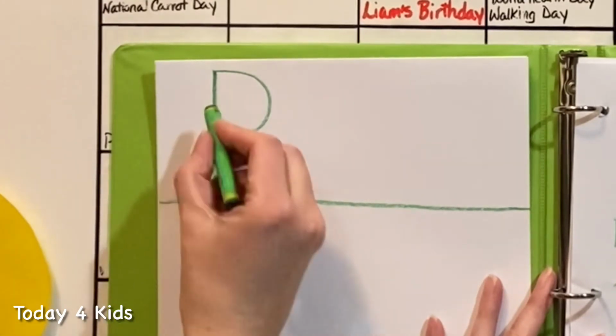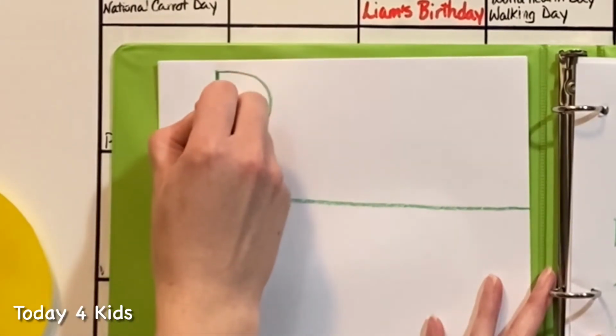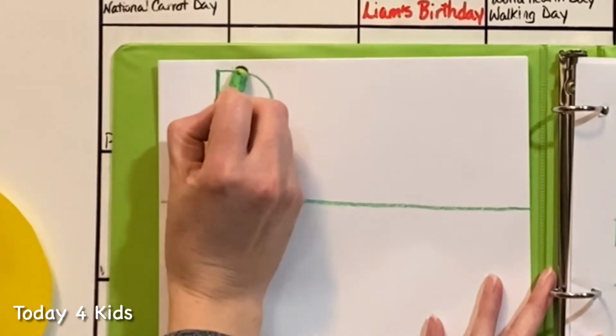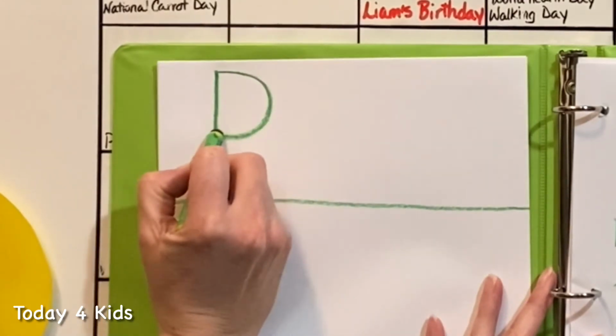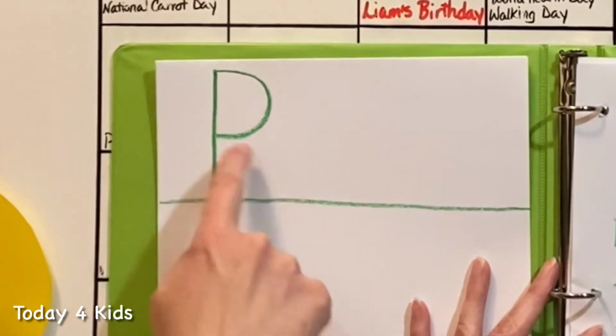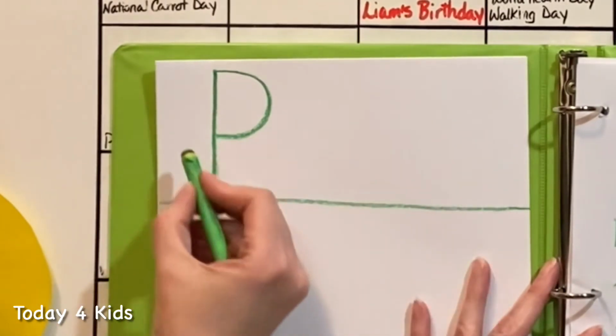Let's try that one more time. Start the line at the top and make a line down. And go back up to the top and make a bump out. Good job. Next we'll make a lowercase p, and a lowercase p is half the size of an uppercase P.